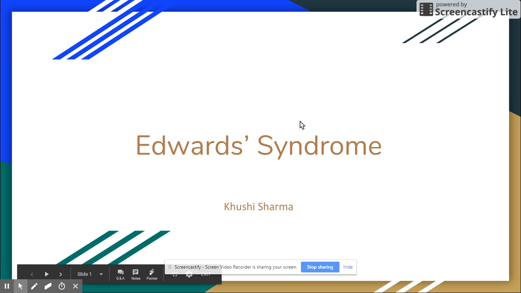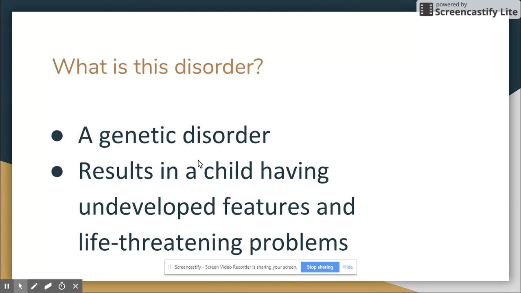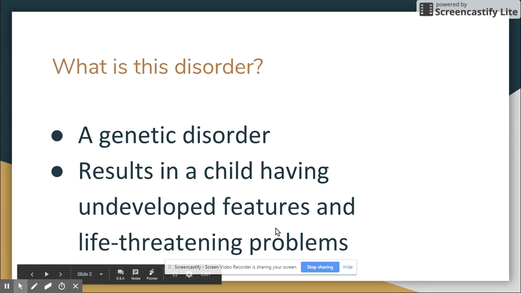So this is my genetic disorder presentation. The name of the disorder is Edwards syndrome, but it's also known as trisomy 18. So what is this disorder? It is a genetic disorder, and it results in a child having undeveloped features and life-threatening problems.